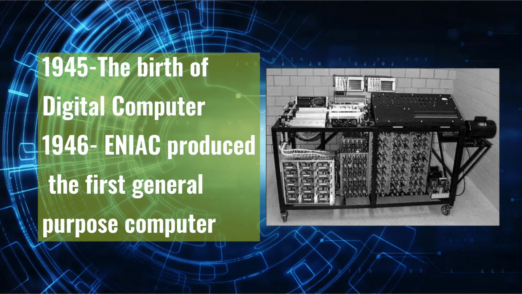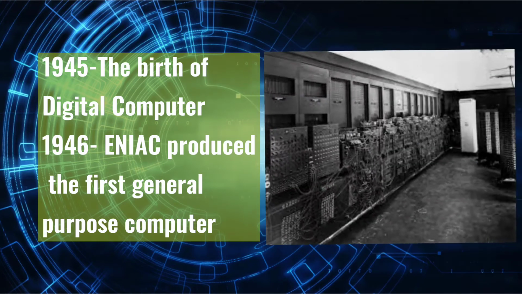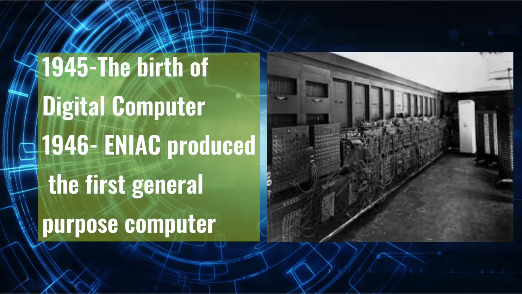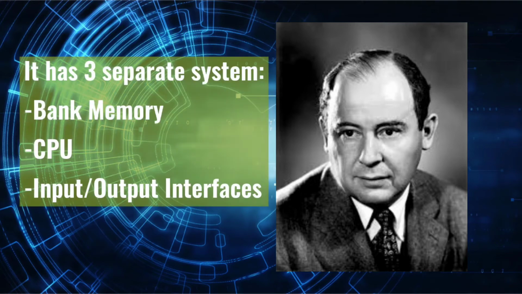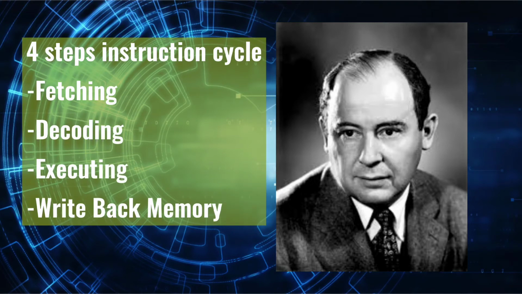In 1945, it is the birth of the digital computer. In 1946, the Electronic Numerical Integrator and Computer produced the first general-purpose computer. In the late 1940s, John von Neumann popularized a new kind of computer architecture that simplified computer design and programming. It has 3 separate systems, which are the memory bank, CPU, and input or output interfaces, and a 4-step instruction cycle, which are fetching, decoding, executing, and write-back memory.